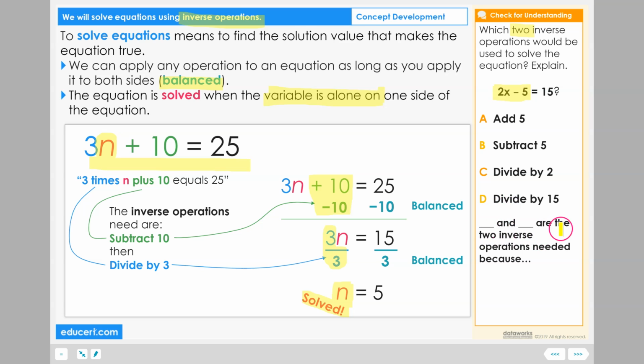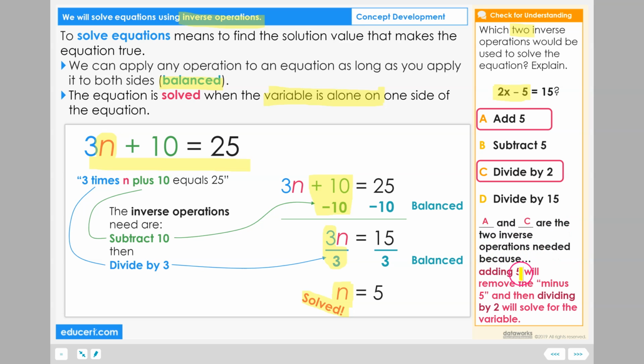Blank and blank are the 2 inverse operations needed because A, add 5, and C, divide by 2 are the 2 inverse operations needed because adding 5 will remove the minus 5. So there's that first part, minus 5. If we add 5, it'll undo that. Then dividing by 2 will solve for the variable because we will be able to take the 2 coefficient and turn it into a 1.